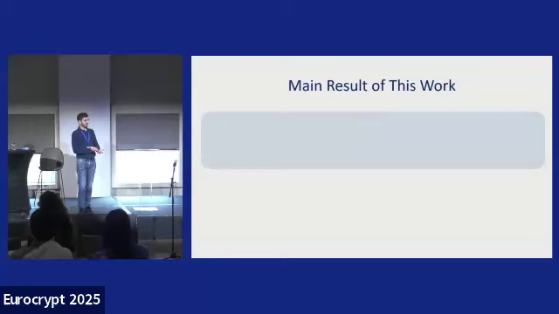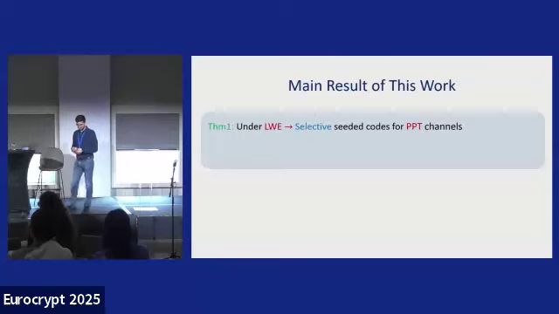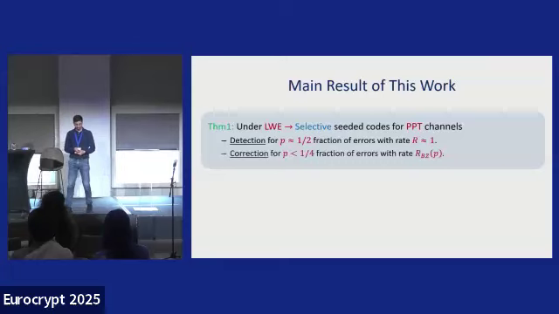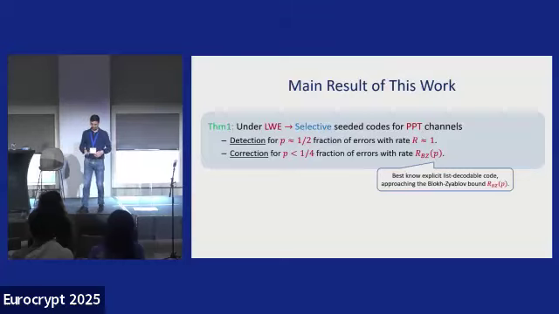Good. So what's the main result of this paper? The first result is that under LWE, we get the selective notion of security for seeded codes, achieving detection which is optimal. We are able to detect up to half errors with rate that is essentially 1. This is essentially the best you can hope for. And for correction, up to 1/4, we're able to get a rate that matches the best known list decodable codes. And this construction matches or approaches the Blokh-Zyablov bound.